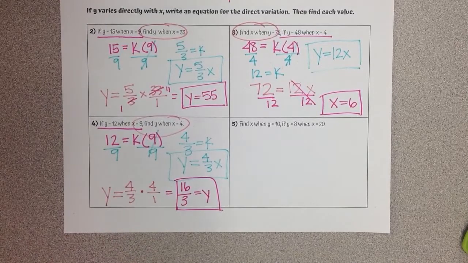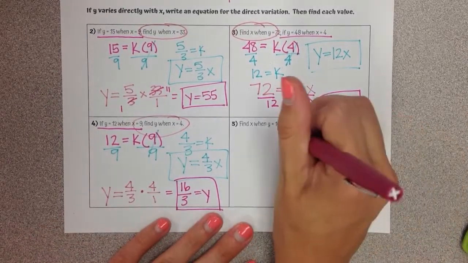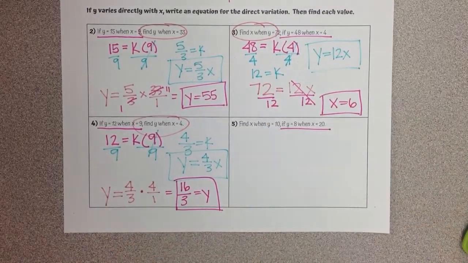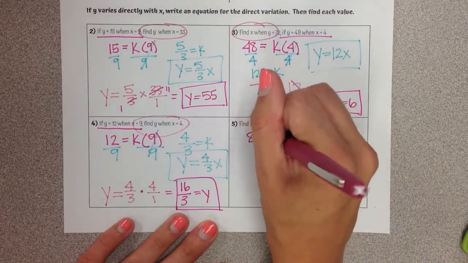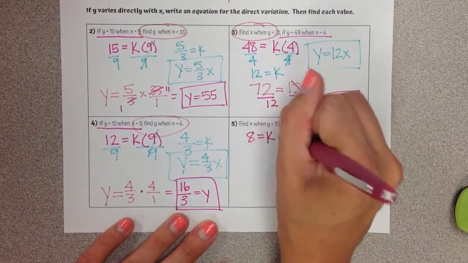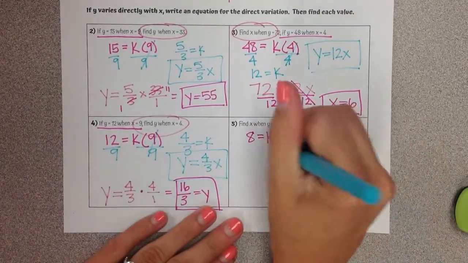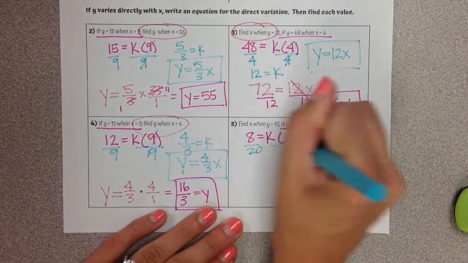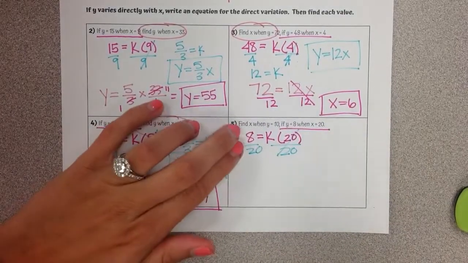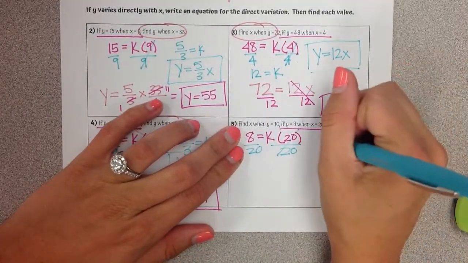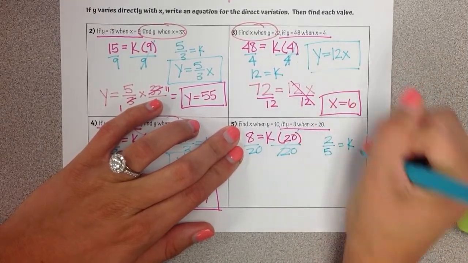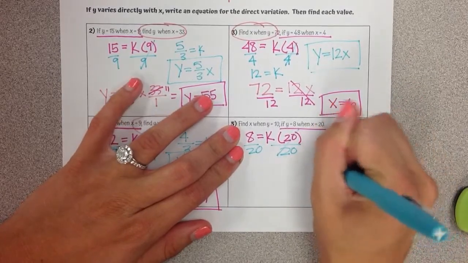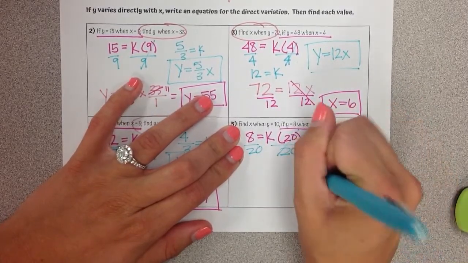Alright, last one. Find x when y equals 10 if y equals 8 when x equals 20. So the one that we're given 2 values is the second part. Plug in what we know. We know y is 8. We don't know k. We know x is 20. Solve the equation by dividing by 20. Just got to simplify. 8 and 20 both divide by 4. 8 divided by 4 is 2. 20 divided by 4 is 5. So we get a k value of 2/5. So our equation is y equals 2/5 x.